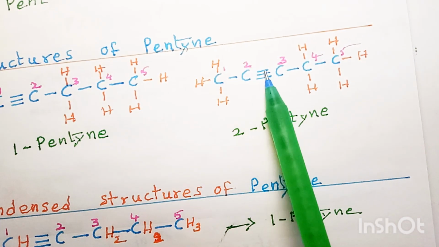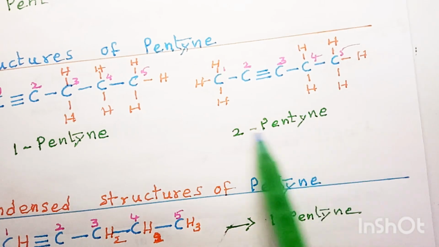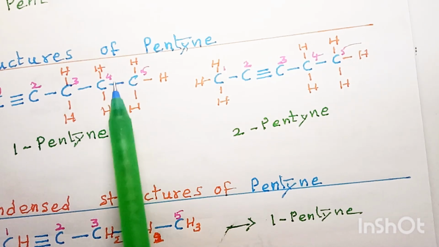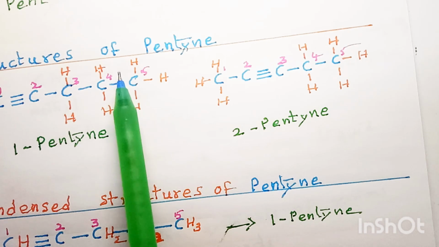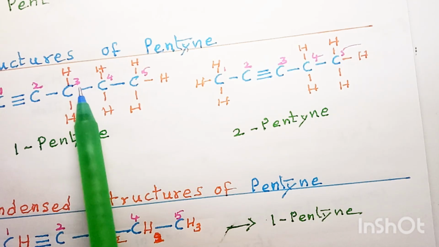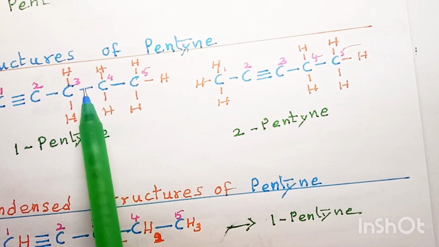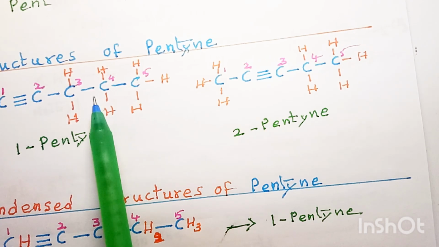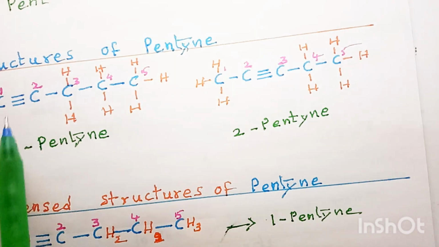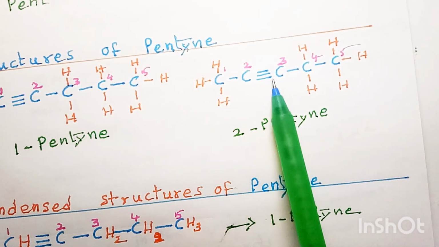Similarly, when the triple bond is between 2 and 3 carbon atoms, it is called 2-pentyne. So it has two structures only, because if we place the triple bond here, this 5th carbon atom will become the first carbon atom, so it will become 1-pentyne again. Similarly, if we place the triple bond here, this 4th carbon atom becomes the second carbon atom, so it will become 2-pentyne. So there are only two possible structures: triple bond between first carbon and second carbon, 1-pentyne, and second carbon and third carbon, 2-pentyne.